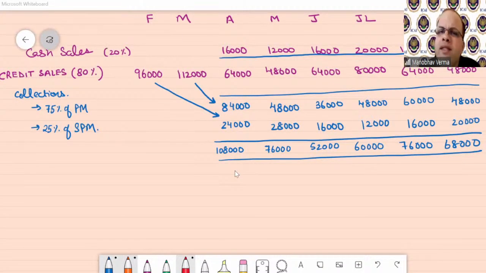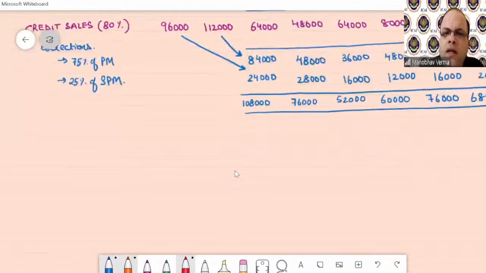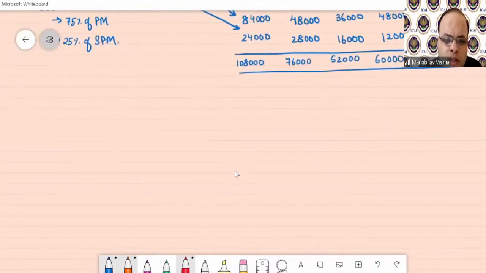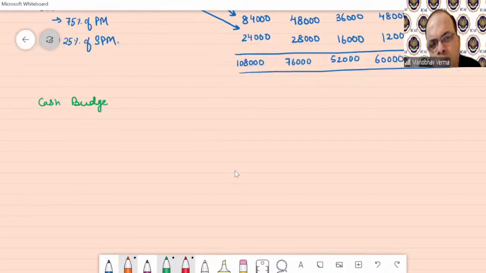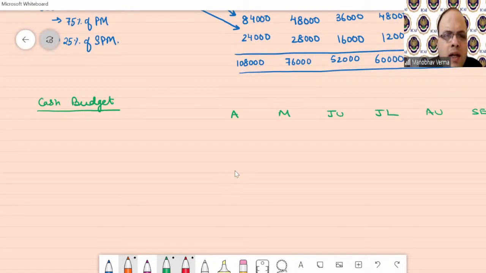Okay, so let's do one thing. We may not be doing a separate table for that. Probably we can quickly create a cash budget. So let's do a cash budget for these 6 months: April, May, June, July, August, and September. Guys, I think we can start this with the beginning balance.